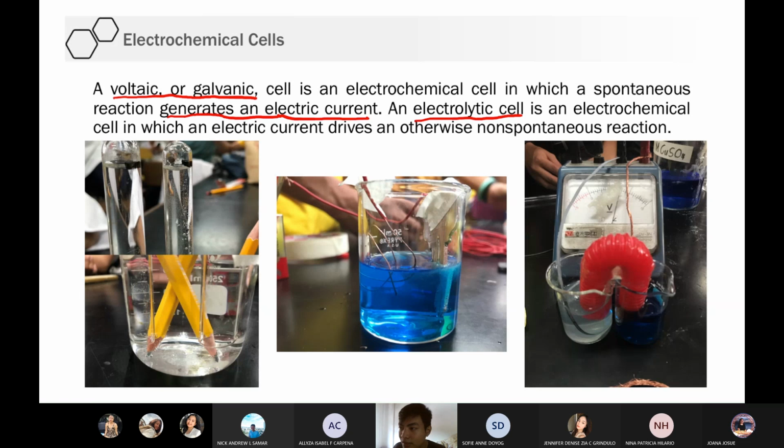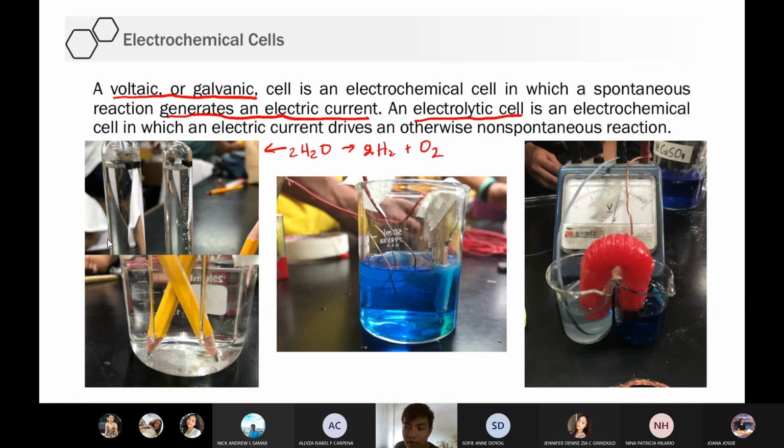Ano example ng electrolytic cell? Itong dalawang to. So ito, kinoryente namin yung tubig. Literal na kinoryente yung tubig. Kasi, non-spontaneous yung water to gases, di ba? Okay. So, water to H2 and O2 gas. Yun yung ginawa namin dito. So, on this reaction here, we electrolyzed water to produce hydrogen gas and oxygen gas.